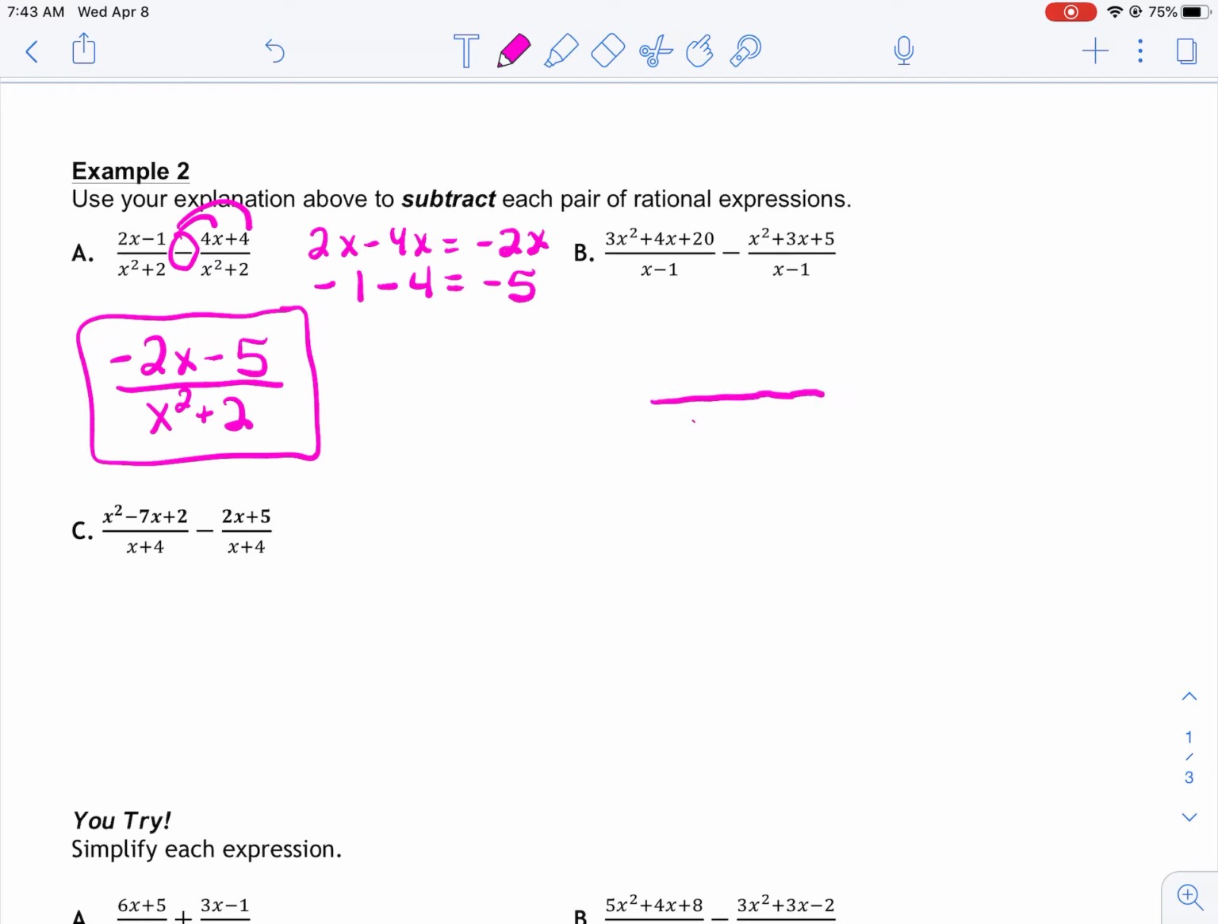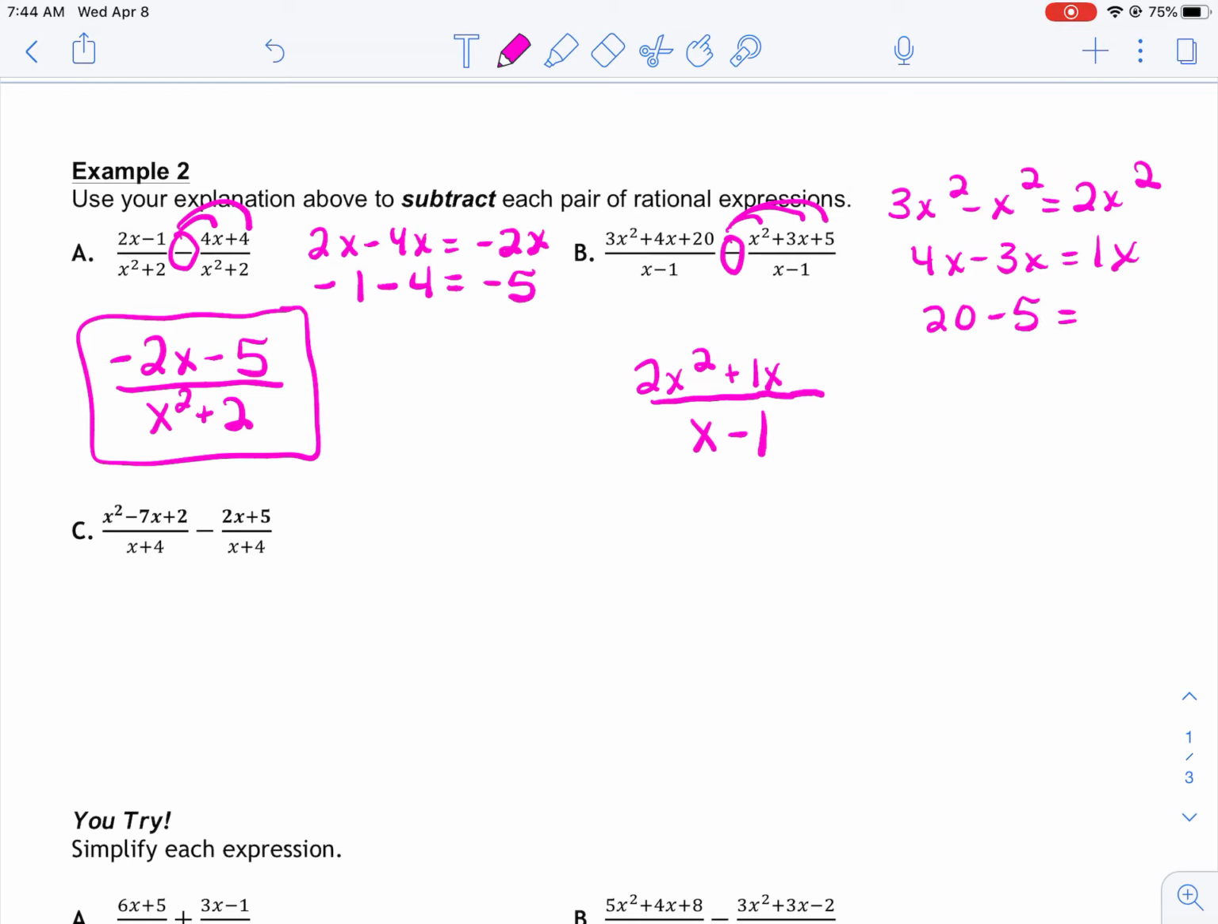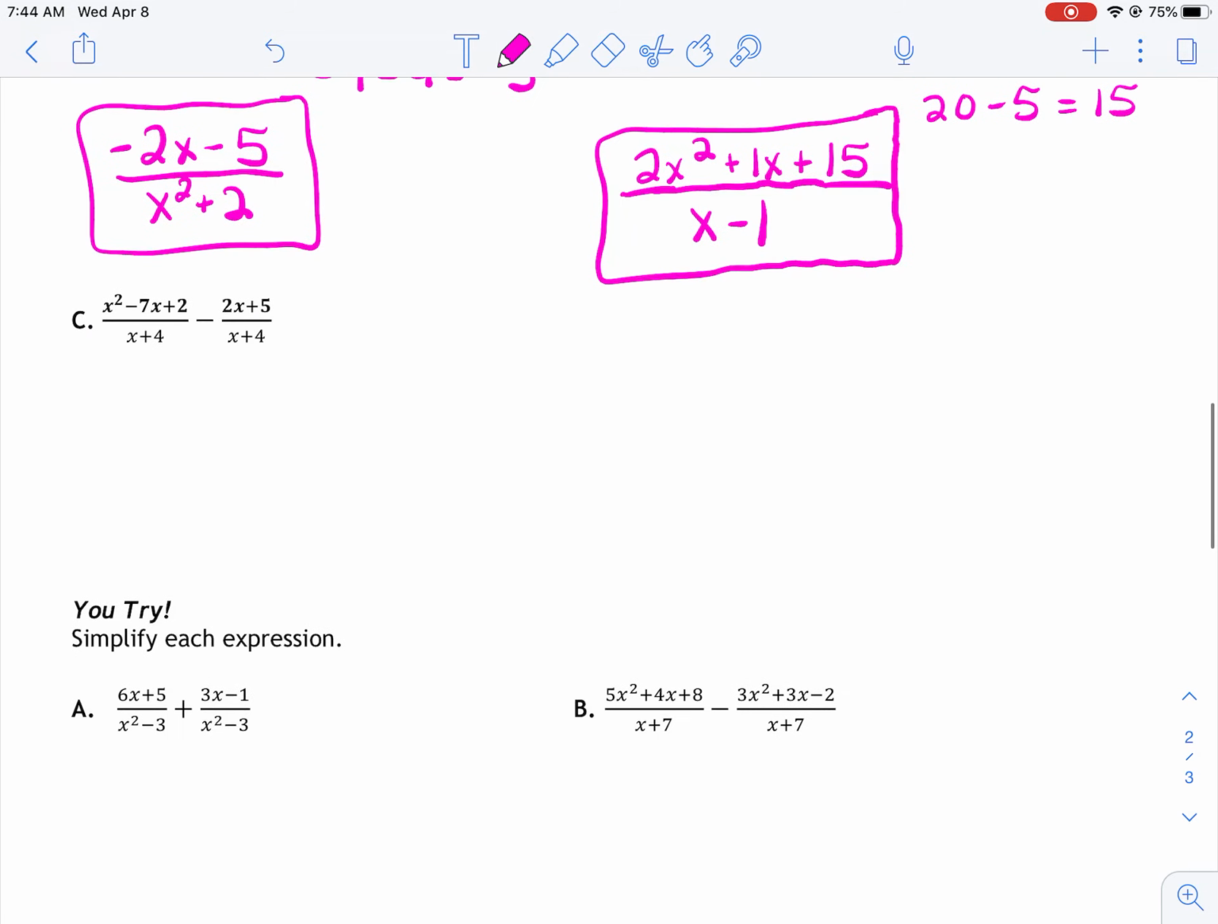Okay. All right, so the next one, we're going to keep our denominator, x minus 1, and then we've got to take this minus sign and we've got to subtract the entire numerator. So we have 3x squared minus x squared, okay, which is 2x squared. That's going to start our answer. And then we've got 4x minus 3x, which is 1x. And then we've got 20 minus 5, which is 15. Okay, and so once you combine those numerators, you're done.